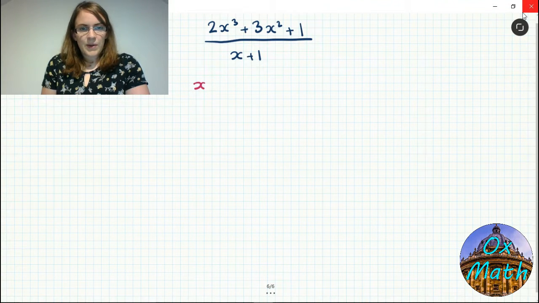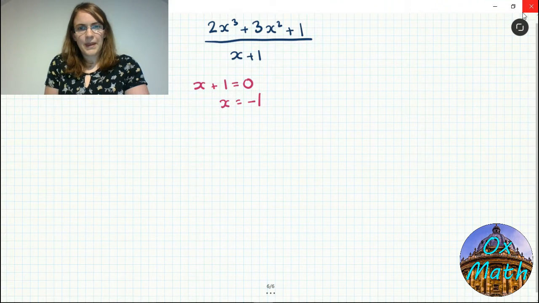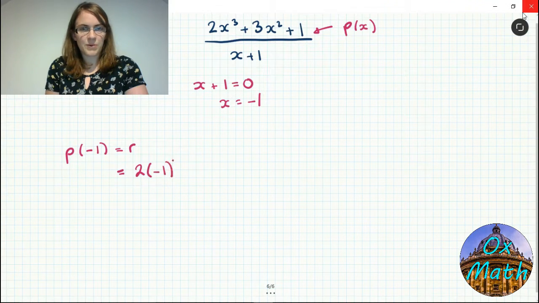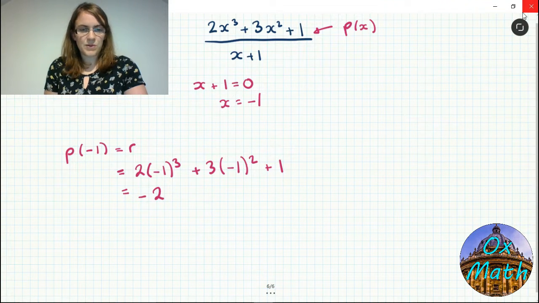So this time we want to make x plus 1 equal to 0, so we need x to be minus 1. So if we call the top p of x, if we find p of minus 1, that will give us our remainder. So p of minus 1 is equal to 2 times minus 1 cubed plus 3 times minus 1 squared plus 1. Minus 1 cubed is minus 1, so that's minus 2. Minus 1 squared is plus 1, so that is 3, and then plus 1. So we've actually got 2 as our remainder here.